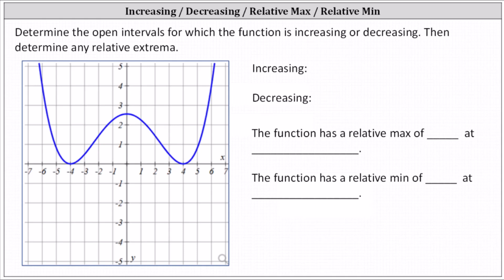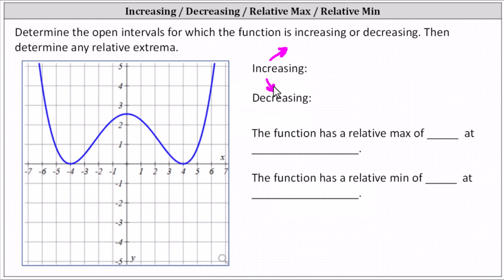Determine the open intervals for which the function is increasing or decreasing, then determine any relative extrema. A function is increasing if, as x increases, f of x or y increases, or from left to right, the graph is going uphill. A function is decreasing if, as x increases, f of x or y decreases, or the graph is going downhill from left to right.